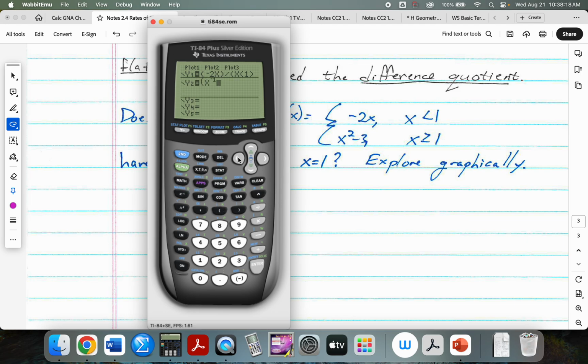So x squared. Sorry, I hit a wrong button somewhere. X squared minus 3 in one set of parentheses divided by parentheses x greater than or equal to 1, which is number 4. And I'll do a zoom standard on this to see what it looks like.